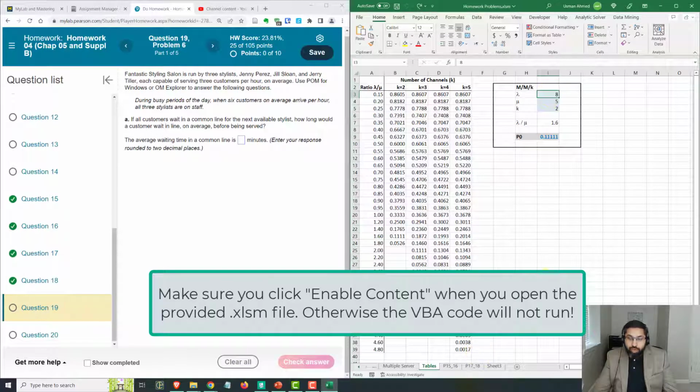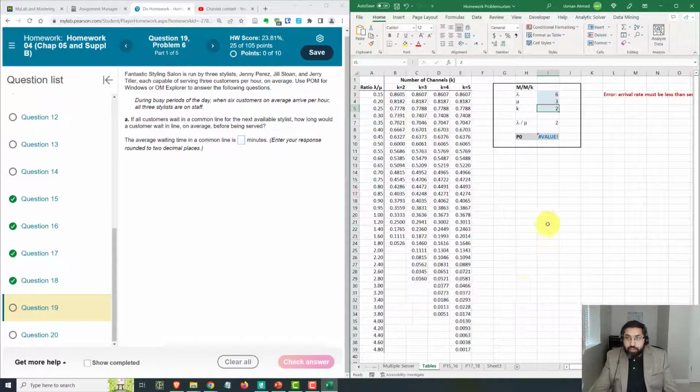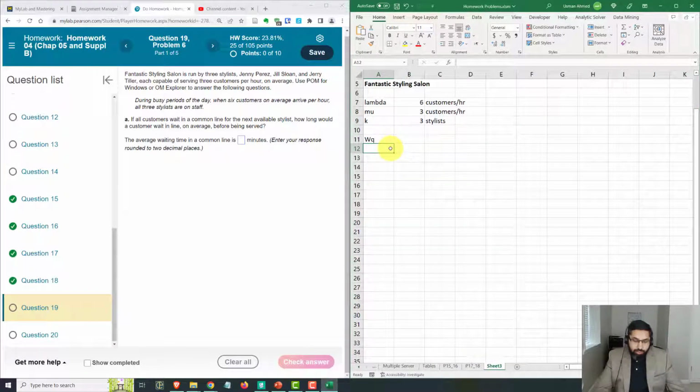So we know that our lambda is 6, our mu is 3. It'll give you an error because right now you don't have enough capacity to handle 6 customers because K is 2, but we have K is 3, so we set K to 3. And with a 6 arrival rate, 3 service rate, and 3 servers, we get P naught to be 0.1111. Okay, so we can go here and put P naught is 0.11111.